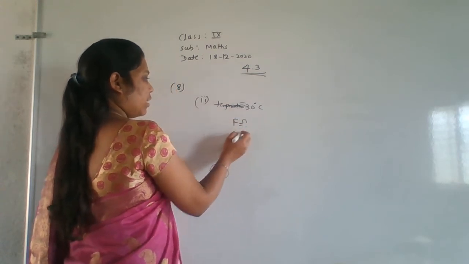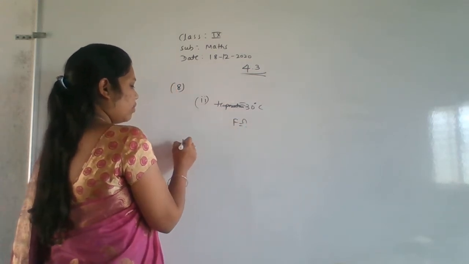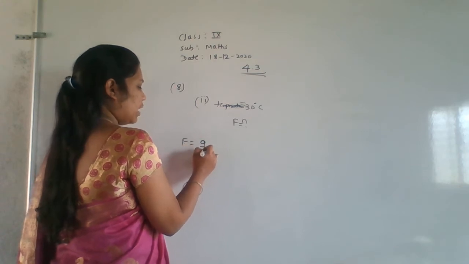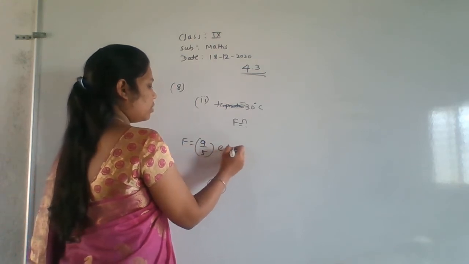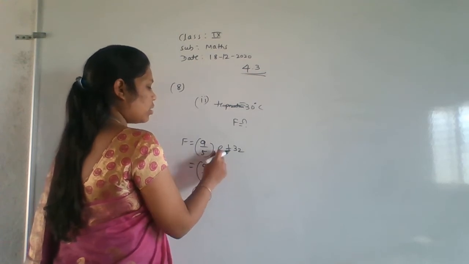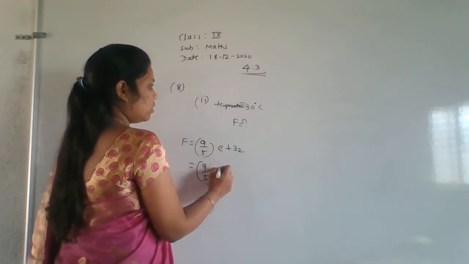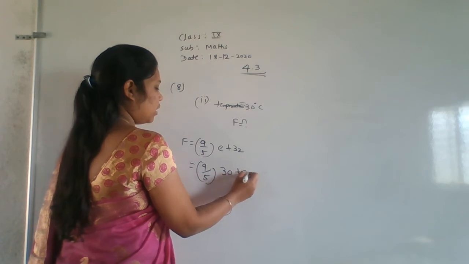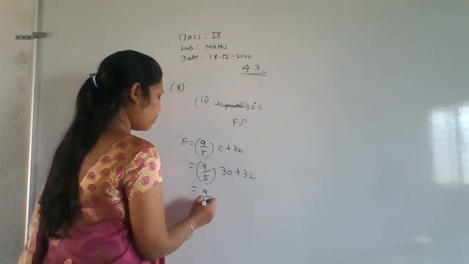Fahrenheit is equal to 9 by 5 into Celsius plus 32. So substitute the value of Celsius here. What is the Celsius value? That is 30, so 9 by 5 into 30 plus 32. Now simplify.